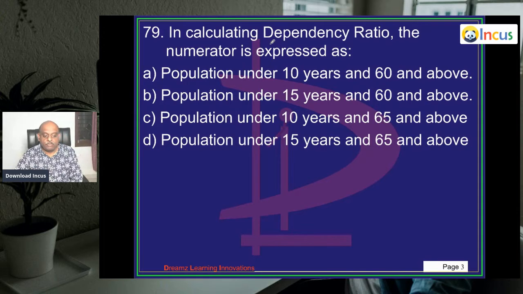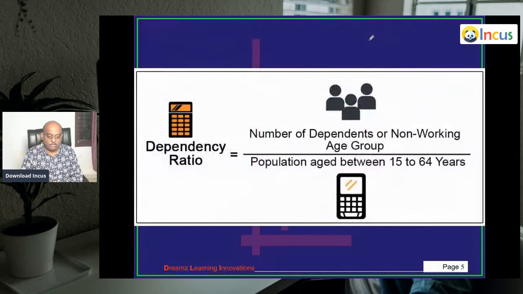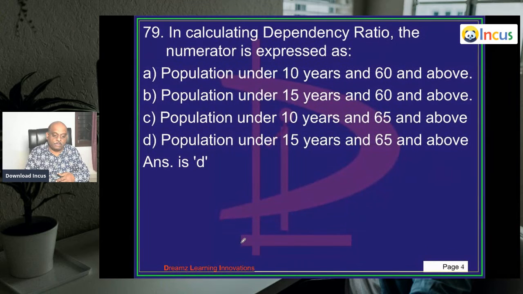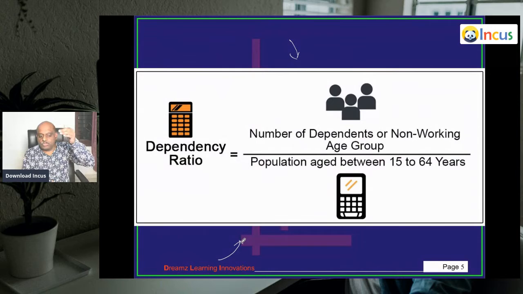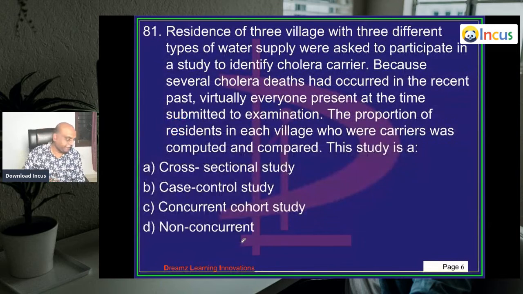Good. When you calculate the dependency ratio, what is the formula? The denominator has the population aged between 15 to 64. The numerator is the number of dependents in the population: those who are below 15 and above 64 are called dependent people.